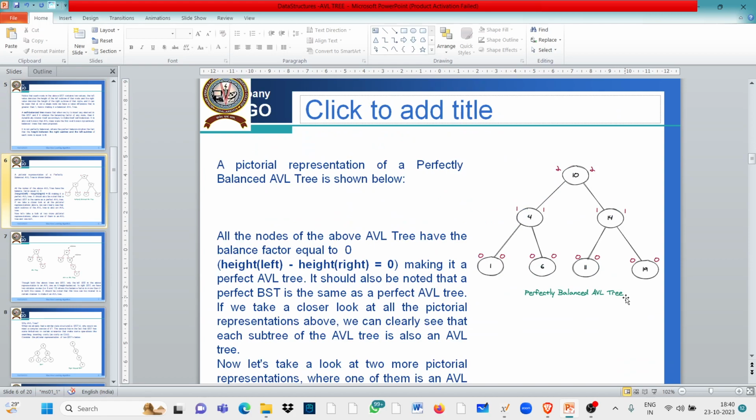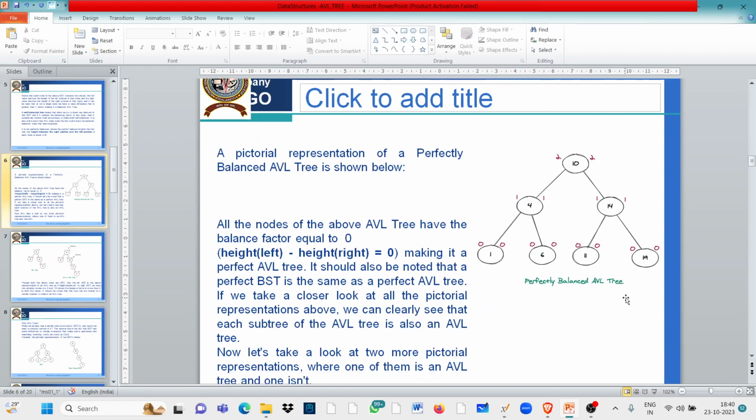Then we go for the pictorial representation of a perfectly balanced AVL tree. A perfectly balanced tree means you can see here all the internal nodes are having 2 children, and also all the leaf nodes are at the same level. This is called a perfectly balanced AVL tree. To make it an AVL tree, you see the balance factor here. It is left hand side 0 and right hand side 0. This is 0 0 0.